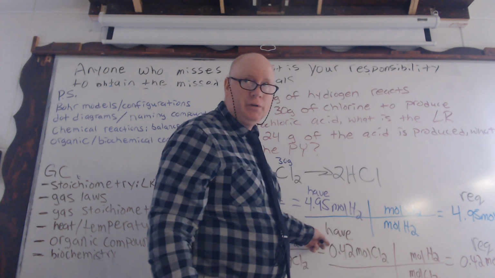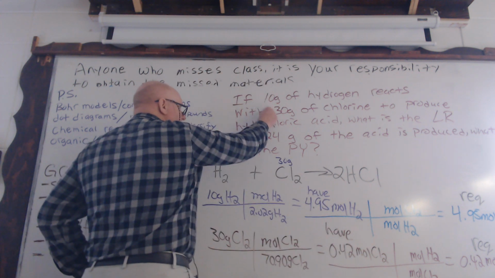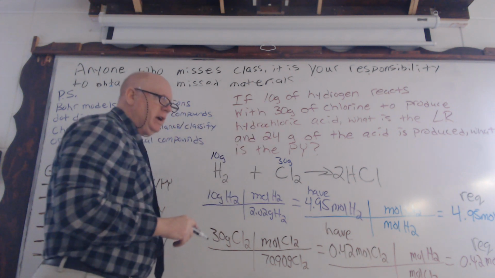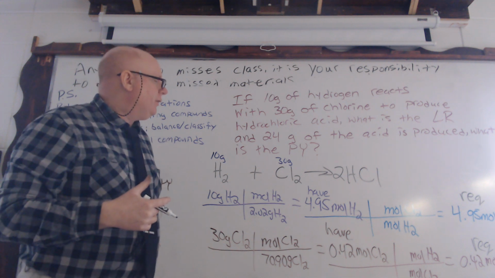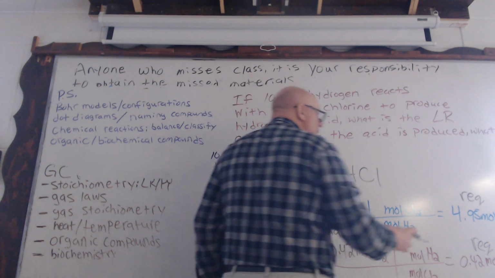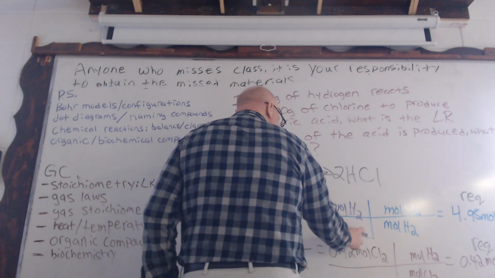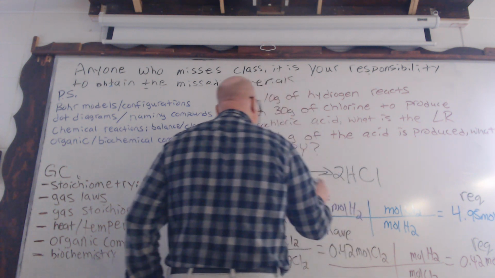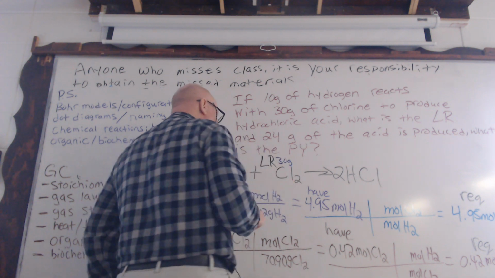Not enough, 0.42 moles' worth. So again, you just can't look at these and say, oh, since we have less hydrogen, that must be our limiting reactant. That would be a bad way of looking at it. Since we need 4.95 moles of chlorine and we only have 0.42, we are really, really short of this. This is our limiting reactant, the chlorine.